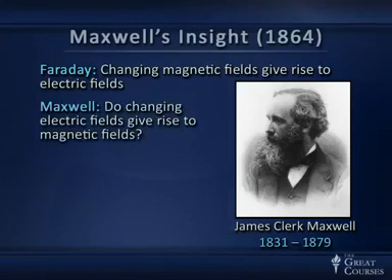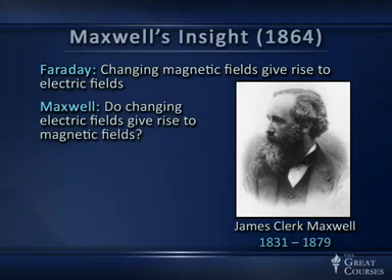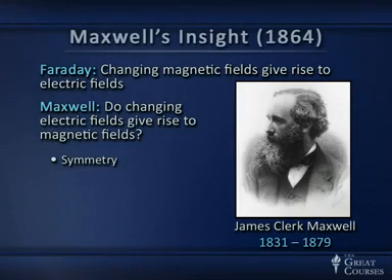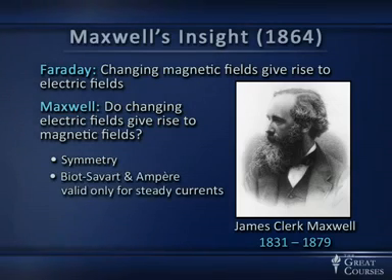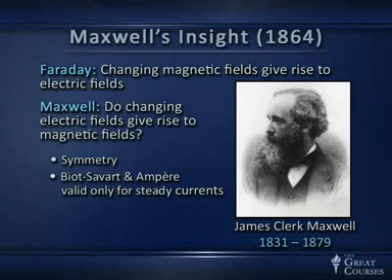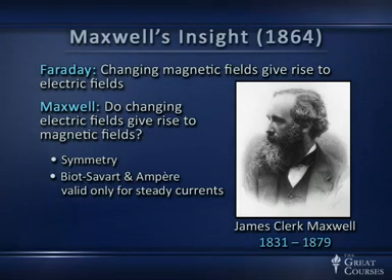So Maxwell asked the question, could it be that changing electric fields give rise to magnetic fields? And he was motivated partly by some good physical arguments, but he was also motivated by arguments about beauty and symmetry. Nature looked kind of asymmetric if changing magnetic fields gave electric fields, but changing electric fields didn't give magnetic fields. There are also arguments associated with the Biot-Savart and Ampere laws, because they're only valid for steady currents. If you look at what happens when currents start changing, they become inconsistent with the conservation of electric charge. So there were some good physical arguments as well as this argument from sort of beauty and symmetry.